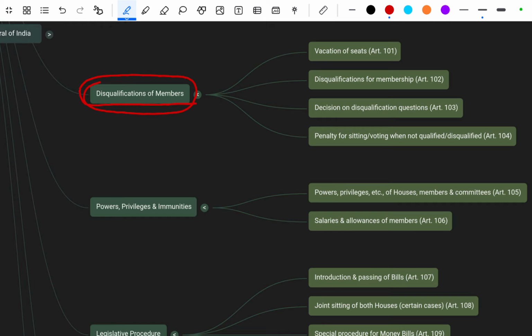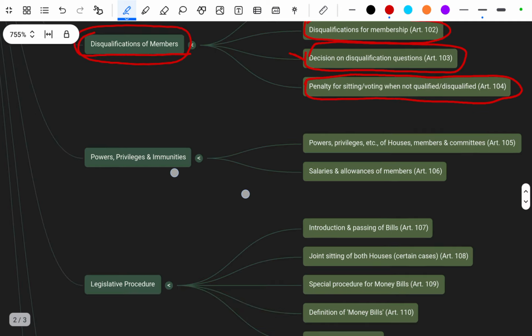So you can remember that vacation of the seat is Article 101. Disqualification of members, Article 102. Decision on the disqualification question is Article 103. Penalty for sitting and voting when not qualified or disqualified is Article 104. You have to remember this disqualification article, which is 103. Here the final authority of giving the judgment is the Speaker of the House, to disqualify anyone.